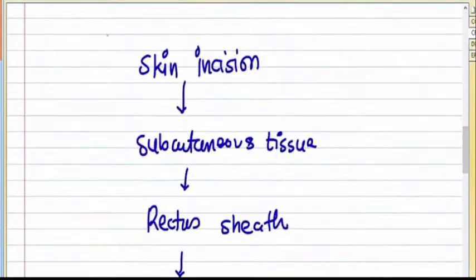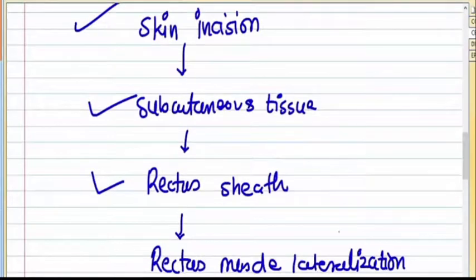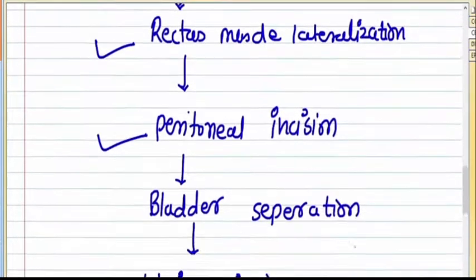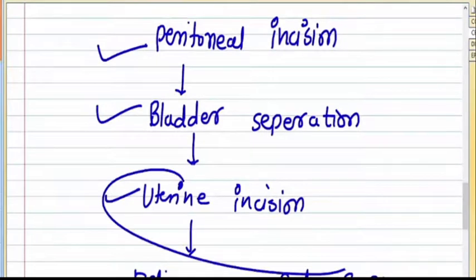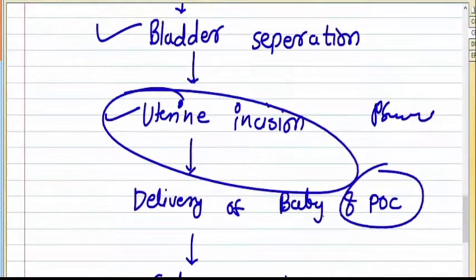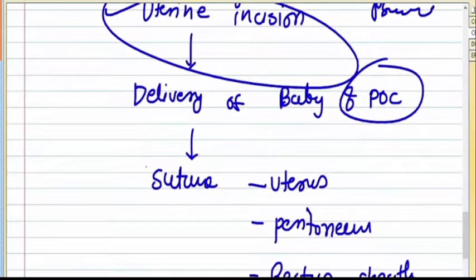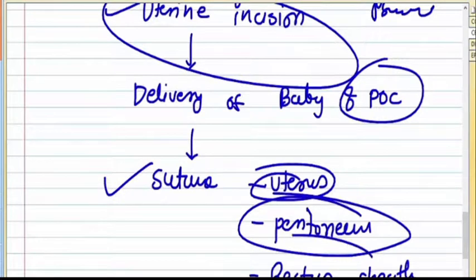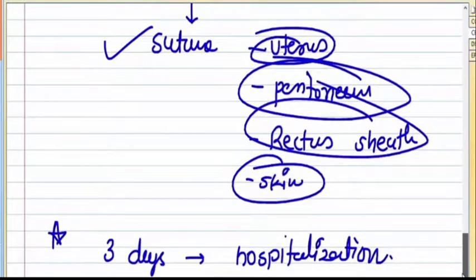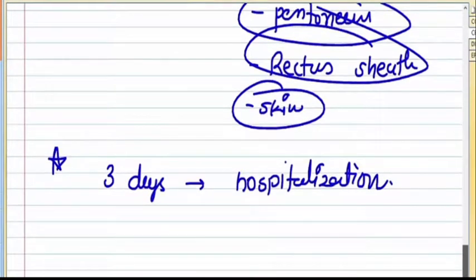In cesarean section, you will start with the skin incision, followed by subcutaneous tissue dissection, rectus sheath incision, then rectus muscle lateralization, then peritoneal incision, then the bladder should be separated from the lower uterine segment, then the uterine segment incision, which is a transverse incision, and then delivery of the baby and other products of conception like placenta and fetal membranes. Then suture back the uterus, peritoneum, rectus sheath, and at the last the skin. These are the steps of cesarean section. Three days of hospitalization is required after cesarean.